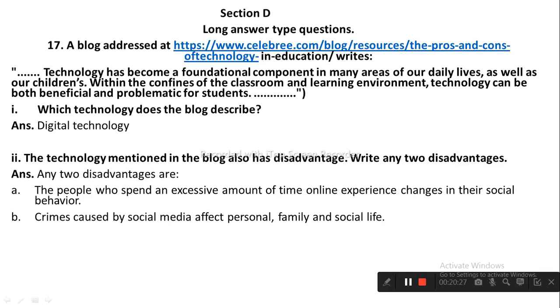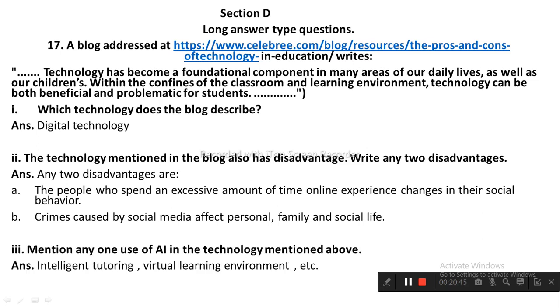So the two disadvantages are: people who spend an excessive amount of time online experience changes in their social behavior. Crimes caused by social media affect personal, family, and social life as well. Next one, mention any one use of AI in the technology mentioned above. So one use of AI is intelligent tutoring, virtual learning environments, etc.